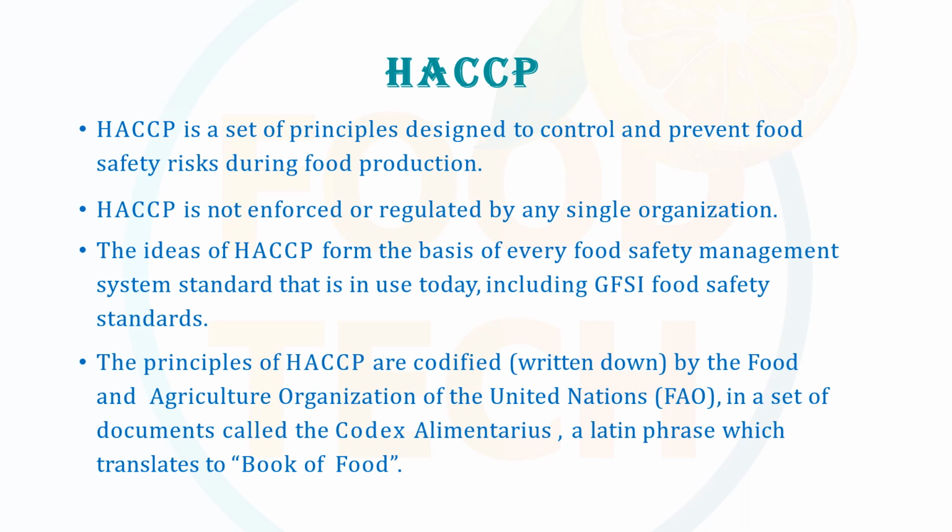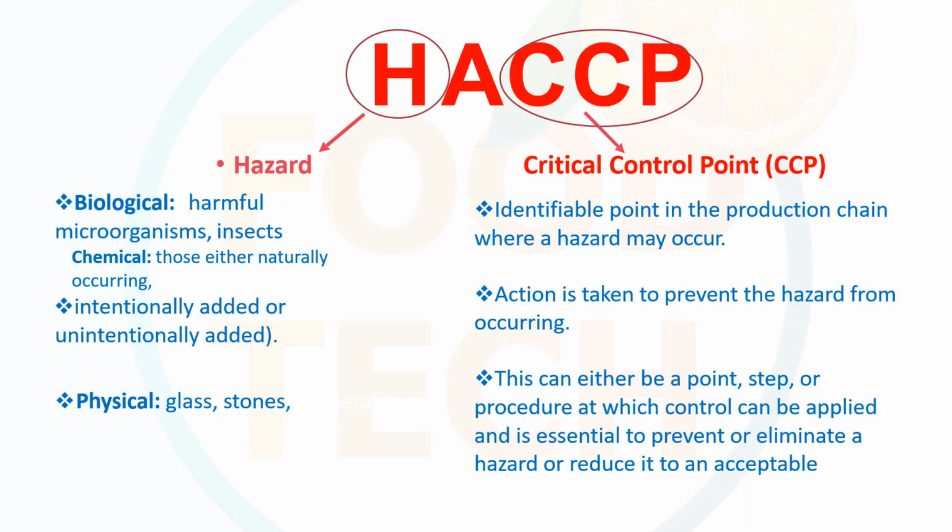So this is some brief information about HACCP, and these HACCP principles are codified, or taken from some basic principles in a set of documents called Codex Alimentarius, which is the book of food. And this is done by the Food and Agriculture Organization of the United Nations. Okay, so next, moving to the next slide, hazard.